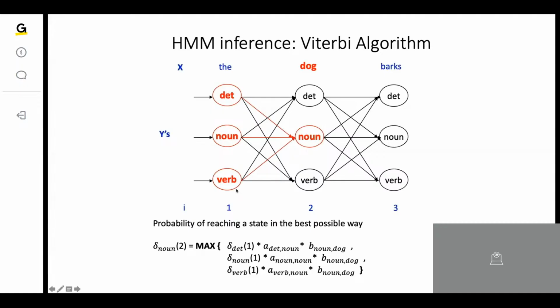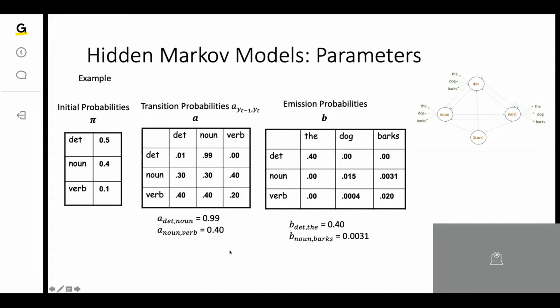Similarly, we can compute the path associated with verb to noun using this equation. So out of these three, we have to find the best possible path. So let's consider the previous values and substitute the values here. So these are the values. Recall that the emission probability of the word the being in the state noun is 0, and also the emission probability of the word the being in the state verb is also 0.